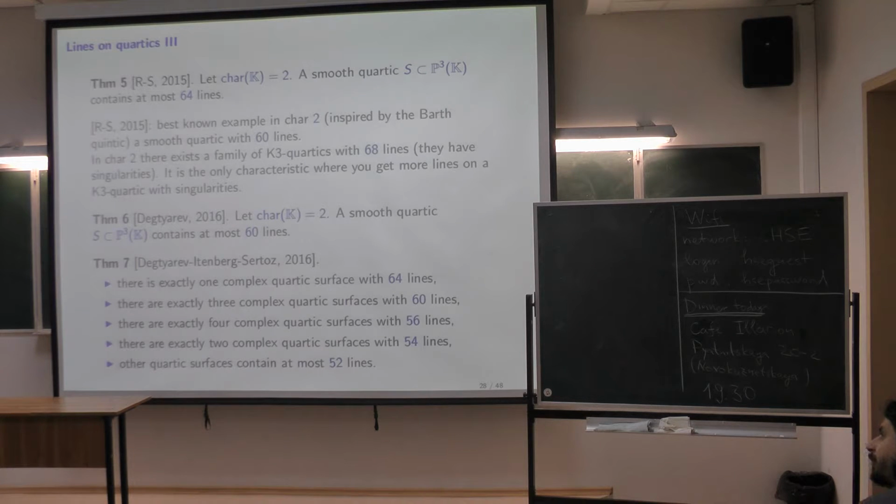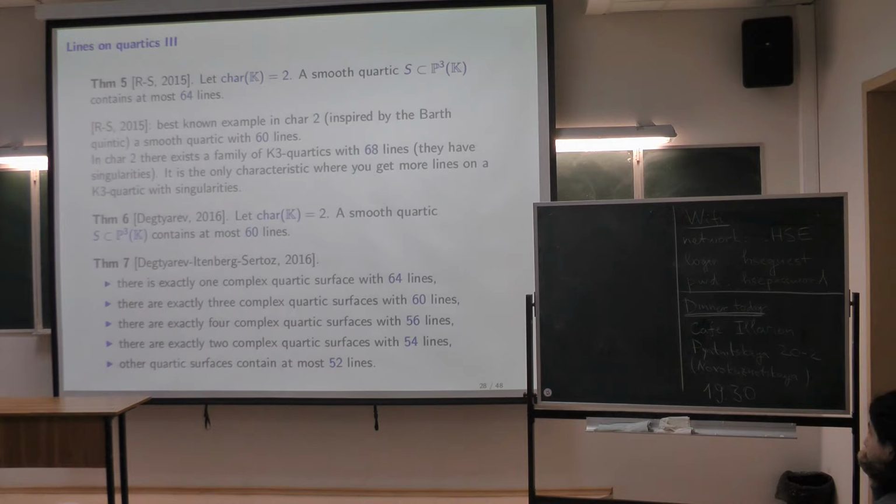Actually, Alex, with Itenberg and Sertöz, were able to show that there is only one complex quartic with 64 lines, there are 3 with 60, there are 4 with 56, 2 with 54, and the rest have at most 52. So now we have a complete classification, essentially. Out of these 3, one is the one I have just shown. There is another one, it's unpublished. There is another one that's no longer defined over Q, and I guess the third one is missing. By Torelli-type arguments, you know it exists, yeah? But we don't know exactly.